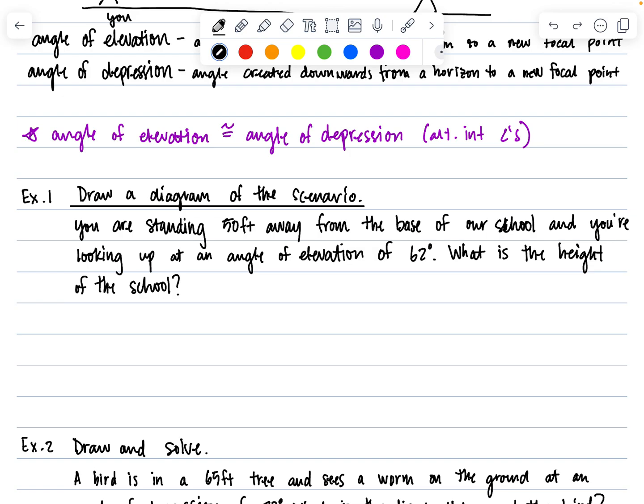You are standing 50 feet away from a building, from your school. So here's the school. We could say this is 50 feet because you are from the base of it. The base is the very bottom. And you're looking up at an angle of elevation. We're going to ignore your height for now. You're looking up at an angle of elevation of 62 degrees. So let's say your height is negligible. Remember, the angle of elevation comes from your horizon, your natural line of sight straight, upwards towards a new focal point. What is the height of the school?